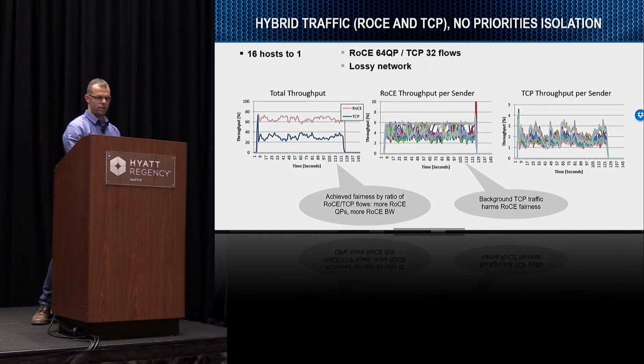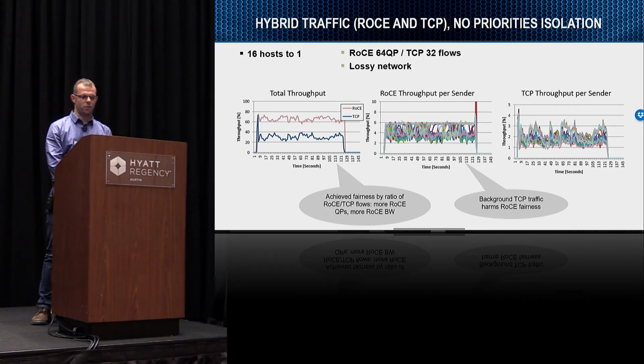In these slides, we remove the configuration. So now TCP and RoCE run on the same priority. Here we have the same setup, but now we have 64 QPs of RoCE and 32 flows of TCP running to the same destination over a lossy network.